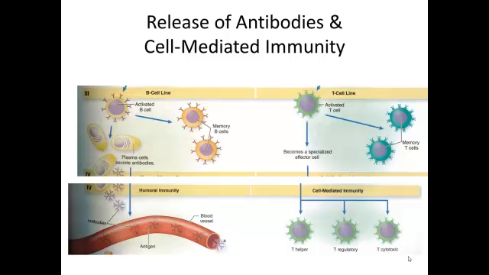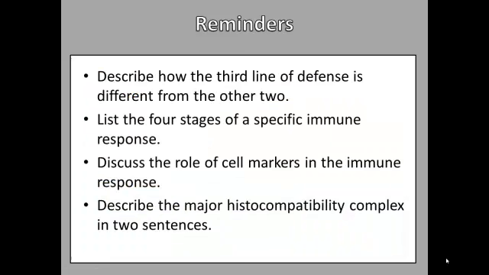We will be discussing all of these steps in greater detail, so don't despair if it doesn't make any sense yet. Press on! Now, let's do some reminders of what I want you to be able to do now. Describe how the third line of defense is different from the other two. List the 4 stages of a specific immune response. Discuss the role of cell markers in the immune complex. Describe the major histocompatibility complex in 2 sentences.